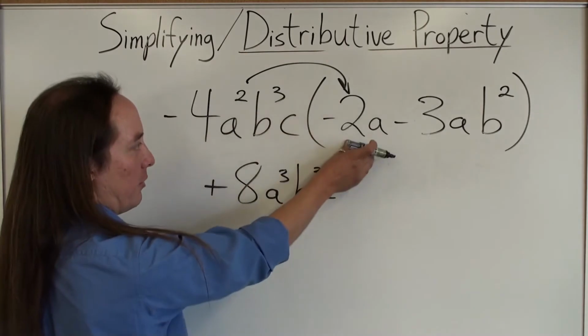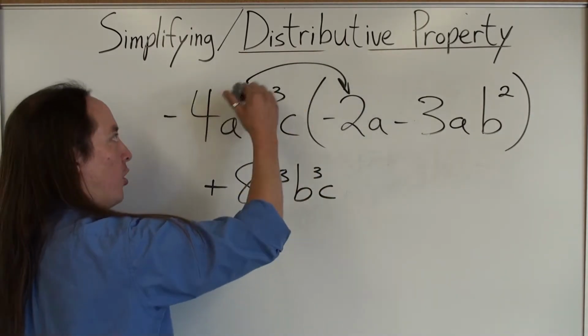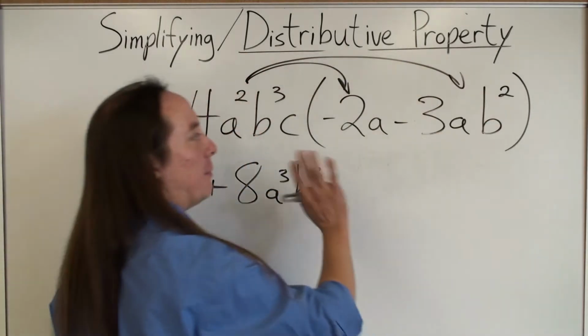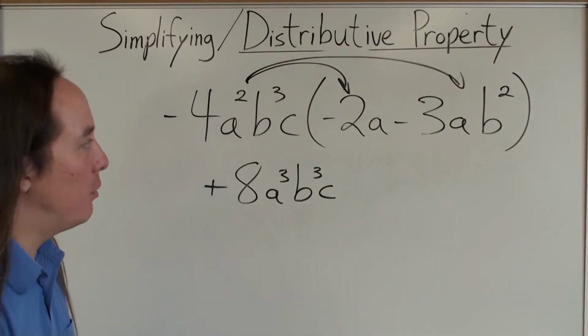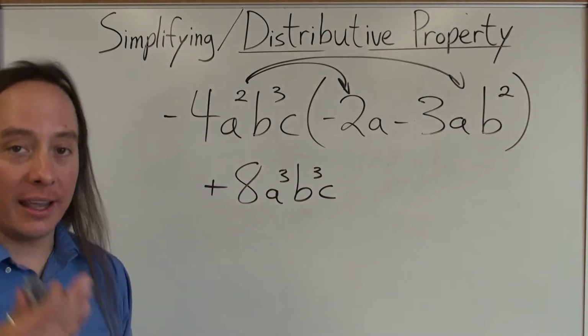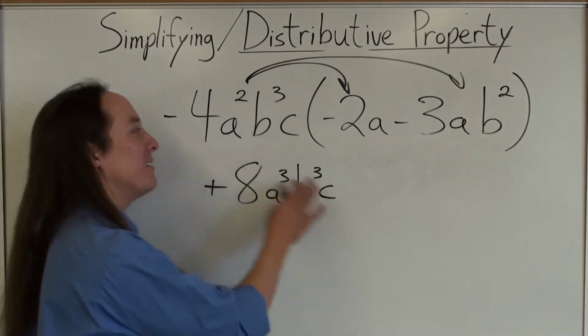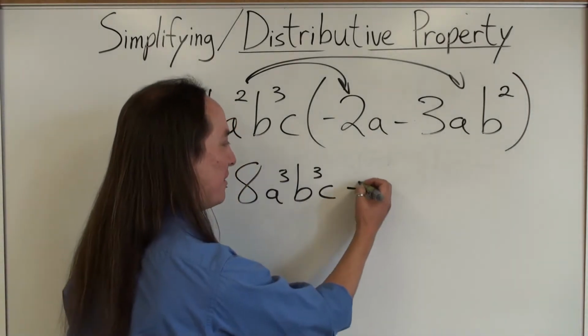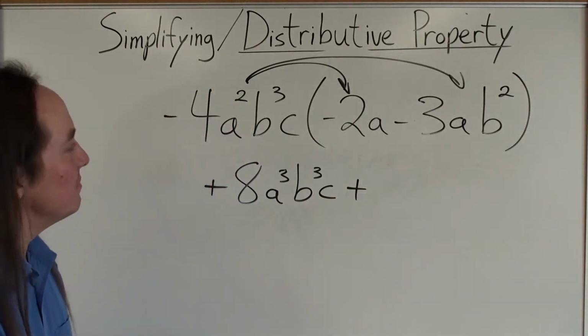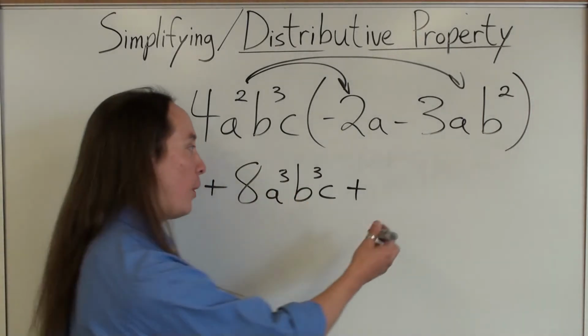Alright, so we did this one. We did the first term times the first term here. Now this term that's outside, we're going to multiply by that last term inside the parentheses. So starting again with the signs. So minus times a minus, or negative times a negative, it's a positive. 4 times 3 is 12.